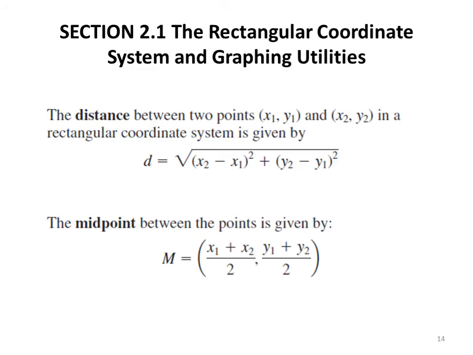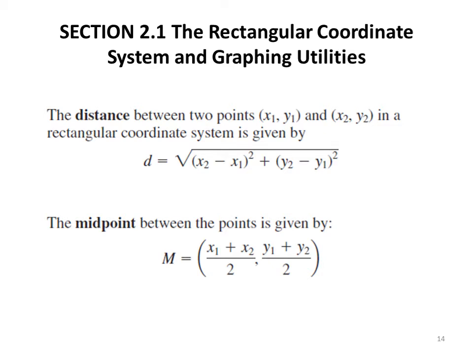In chapter 2, we will look at the rectangular coordinate system. Basically, we will look at equations in two variables and see how we can graph them. We'll have two variables, and you can graph them on the rectangular coordinate system. In particular, we will look at the equation of a circle and also the equation of a parabola. Both of these will be equations in two variables.